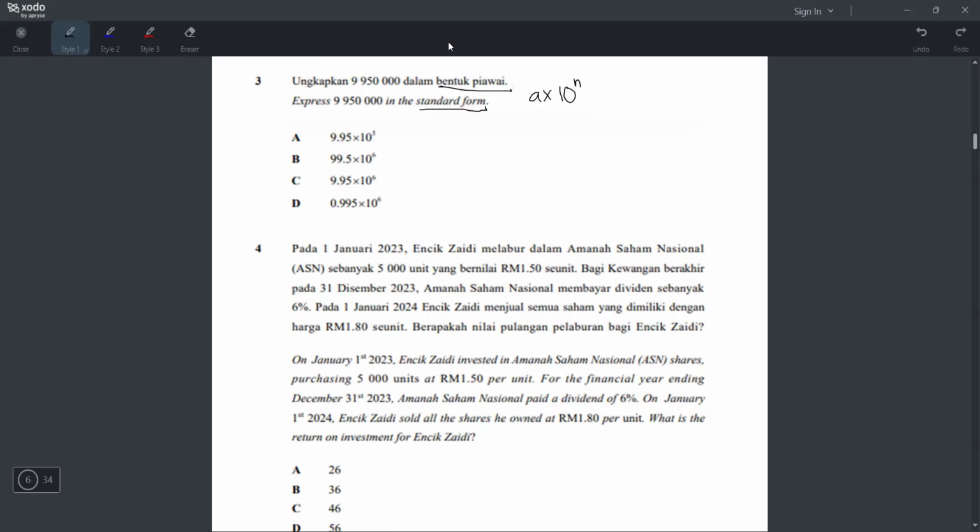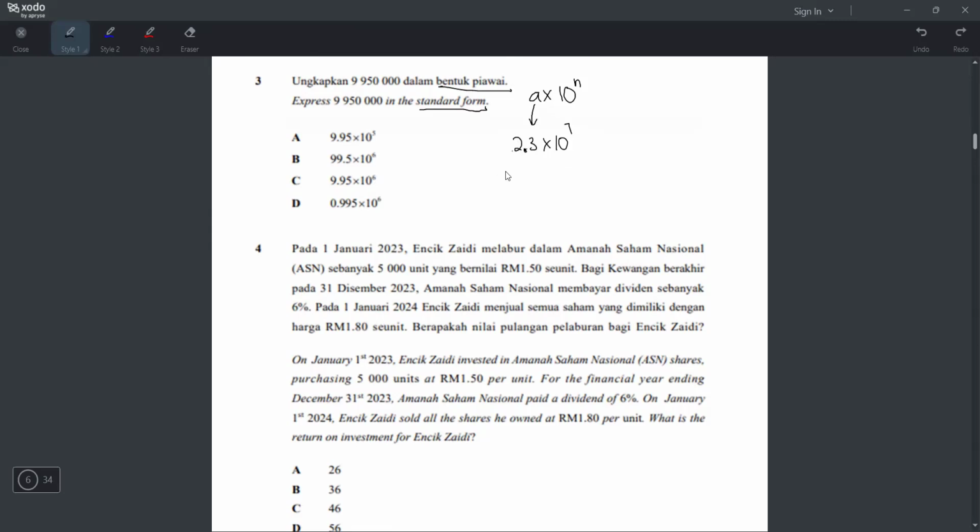Okay, but there are a few things to be careful about here. We have to take note that this A would be a number yang ada decimal, but you have to make sure there's only one digit before the decimal. For example, 2.3 times 10 power 7. So this is a standard form, right? Why? Because this number has a decimal point, and before the decimal there's only one digit. Okay. If in front of the decimal there are two digits, then we don't call it standard form.